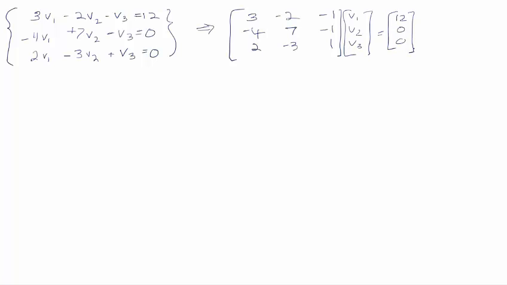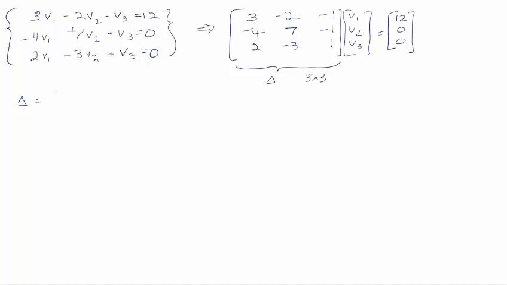So if I want to apply Cramer's rule, I need the determinant of this matrix right here, the determinant of that. There's several ways you can do it. There's one where you block off, do 3 times determinant of this. There's a few different ways. So I'm going to work with it as a 3 by 3 matrix, and find the determinant that way.